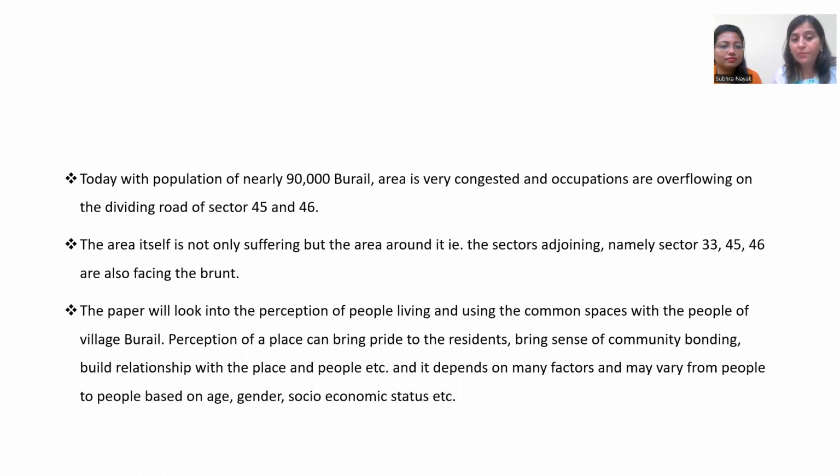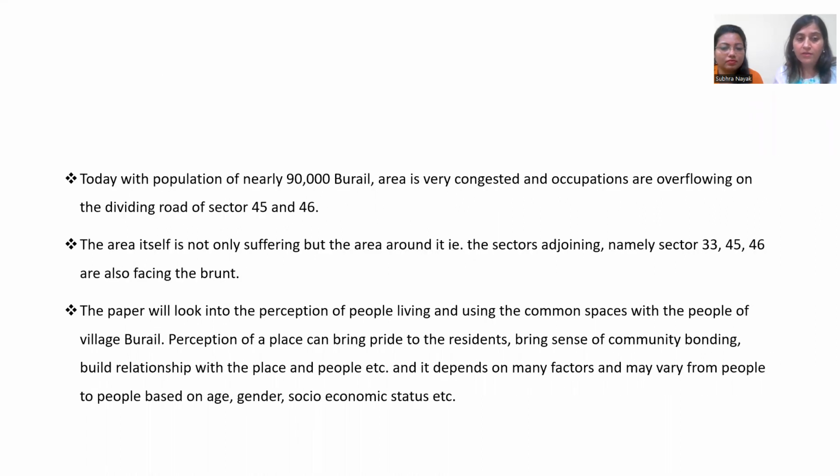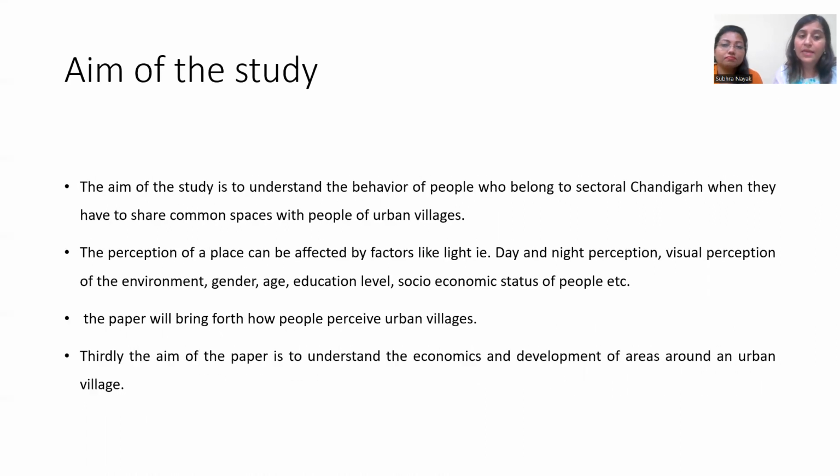Perception of a place can bring pride to the residents, bring sense of community bonding, build relationship with the place and people, etc. And it depends on many factors and may vary from people to people based on age, gender, and economic status. The aim of the study is to understand the behavior of people who belong to sectoral Chandigarh when they have to share common spaces with people of urban villages.